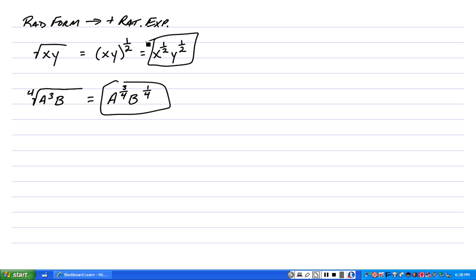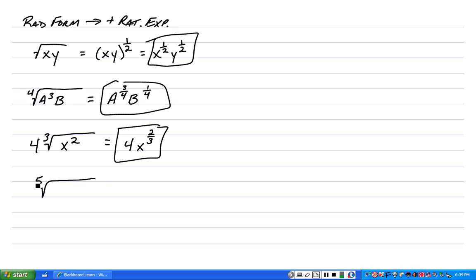Let's look at another one. 4 times the cube root of x squared. So we're going to multiply 4 times x squared to the third root, cube root. So that would be 4 times x to the 2/3. The cube root of x squared, that's the 2/3 right there. So 4x to the 2/3. There's your answer.